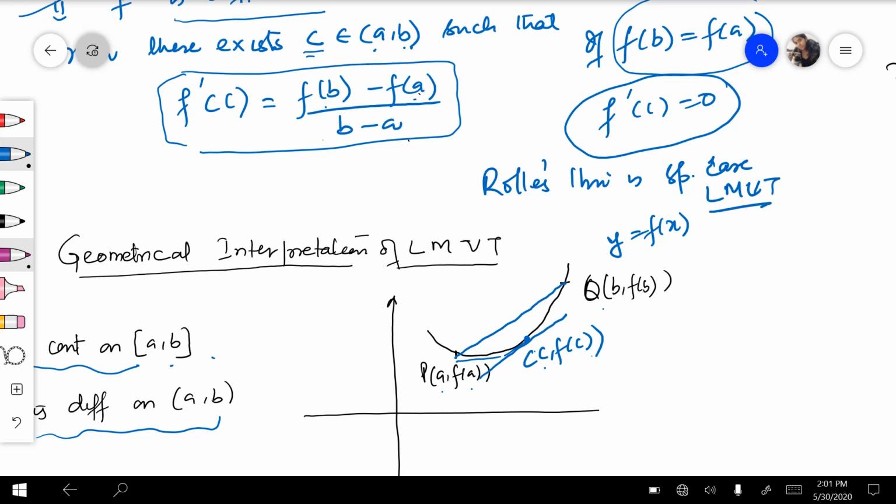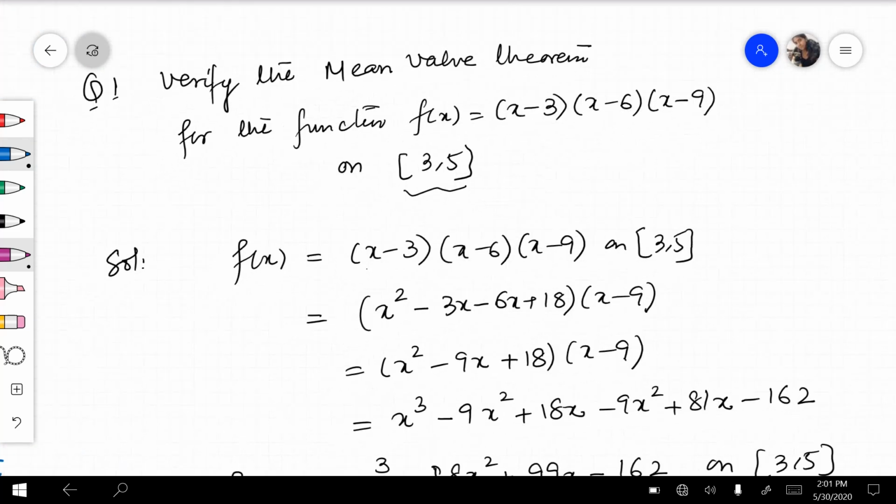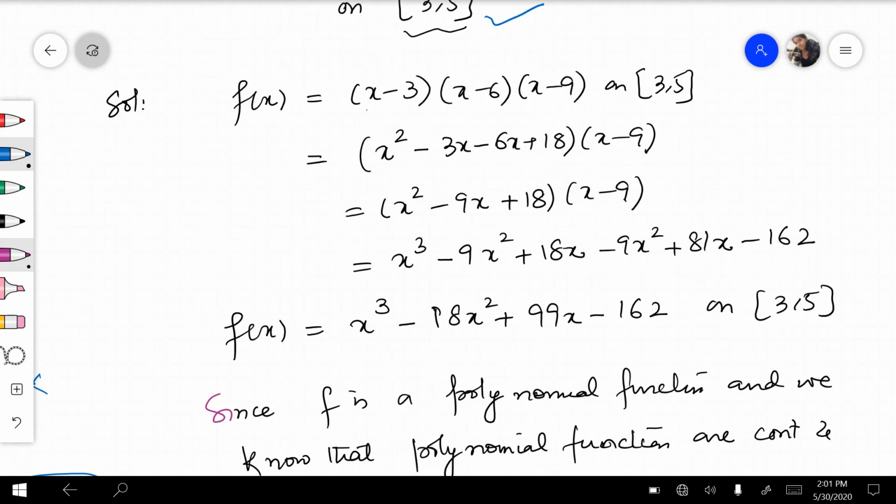Okay, now let's have a question based on LMVT to understand more how to apply these concepts. Suppose you have a function f of x equals (x minus 3)(x minus 6)(x minus 9) defined on the closed interval [3, 5], and we have to verify the mean value theorem on this one. So solution, f of x is equal to (x minus 3)(x minus 6)(x minus 9).